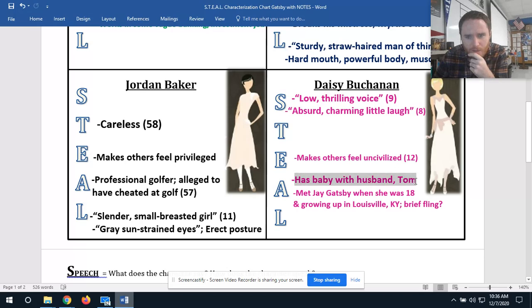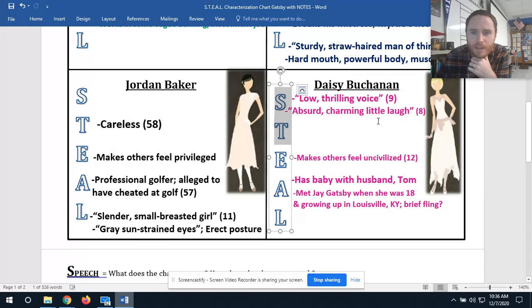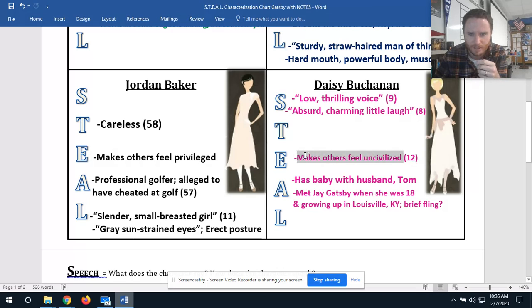She has a baby with her husband, Tom. Daisy's voice on page 9 is described as low and thrilling, a deep, low voice, but it's thrilling to her cousin, Nick. She's also described as having a laugh on page 8 that is an absurd and charming little laugh. I think she makes others feel uncivilized, as Nick comments on page 12. Nick might have been joking here, but I think that's an interesting comment.